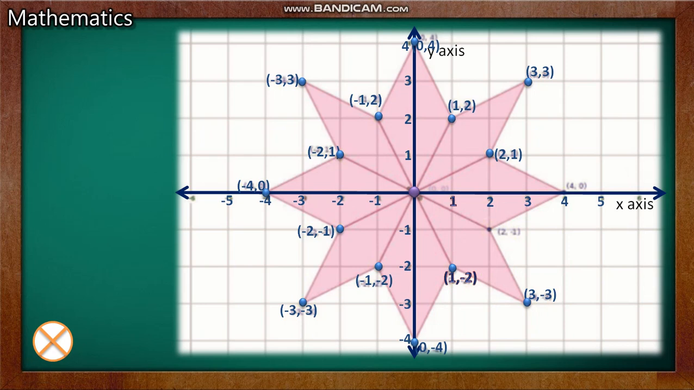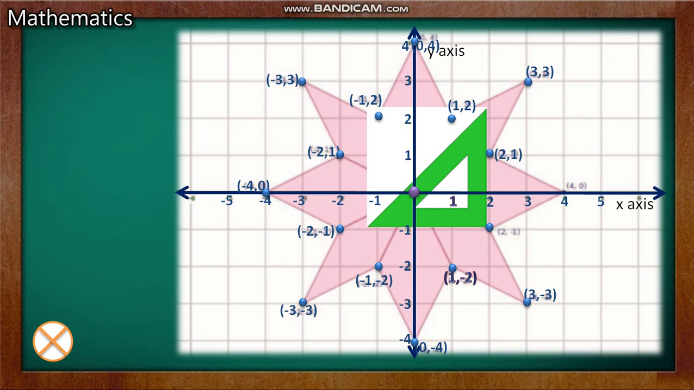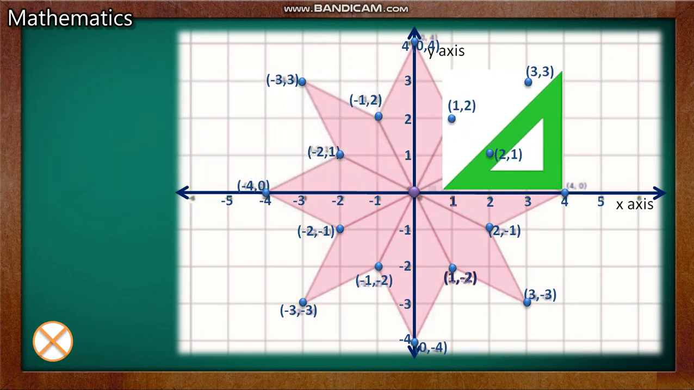Okay, now do this one. Place your set square there. X coordinate is 2 and y coordinate is -1. Next, the last one, this. Here place your set square there. I told you in the x-axis the y coordinate will be 0. Here in the x-axis, that is 4, so 4 0.